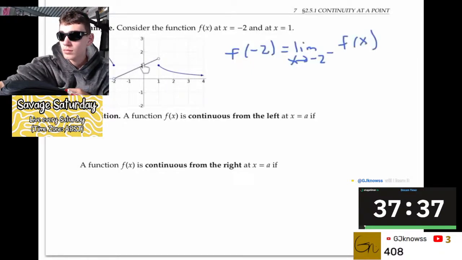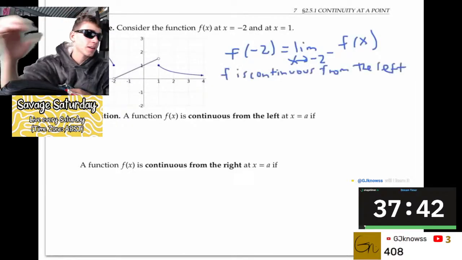Notice that we can't say the same thing about the limit from the right. The limit from the right is 0, while the value of the function is 1. In this situation, we say that f is continuous from the left and not from the right.